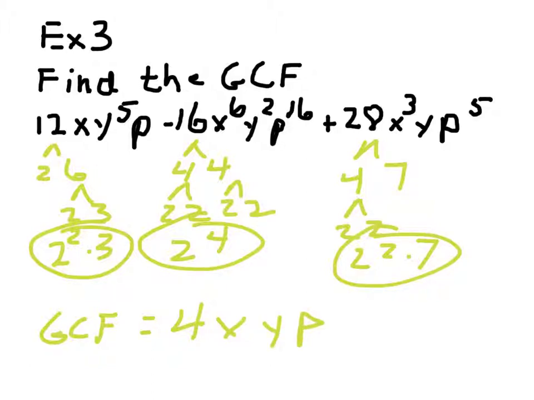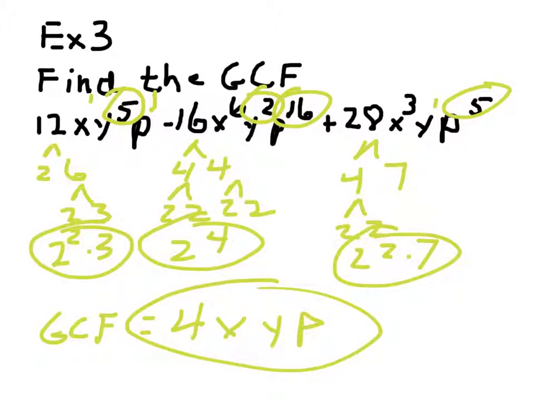For x's, I have 1. Lowest exponent is 1. For y's, let's see, 5, 2, 1. Lowest exponent, 1. How about p's? 1, 16, 5, lower exponent, 1. Greatest common factor is 4xyp. So, this is what we call finding the greatest common factor.